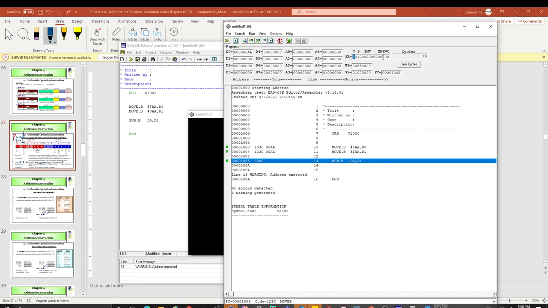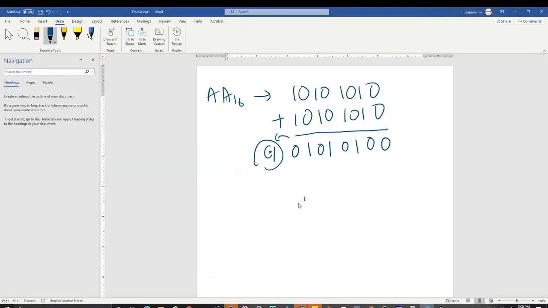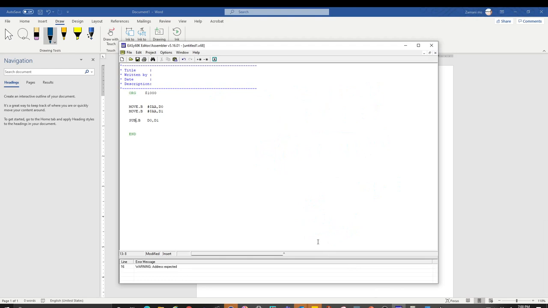Now you can see that the zero flag is equivalent to 1, because after you do the operation, the result is equivalent to 0. Now AA minus AA is equivalent to 0. So you have 0, your Z flag will be 1. Okay, let's move on. Let's do another example. If there's not going to be a 0 here, so now I'm going to have this value.